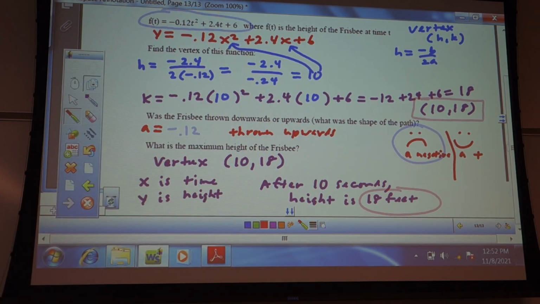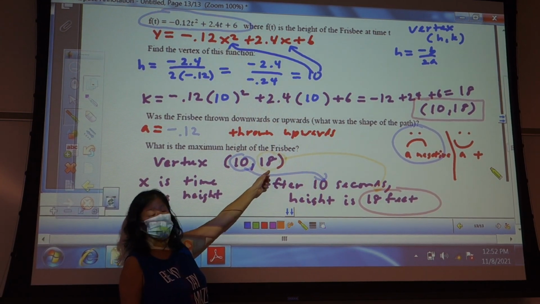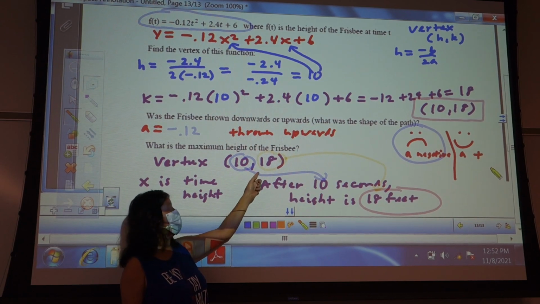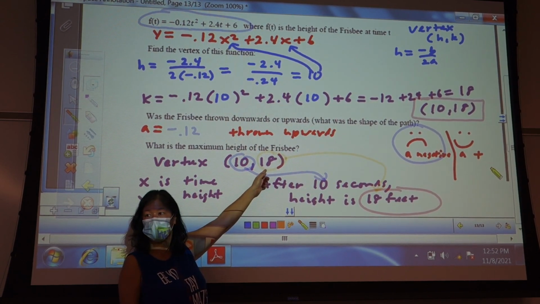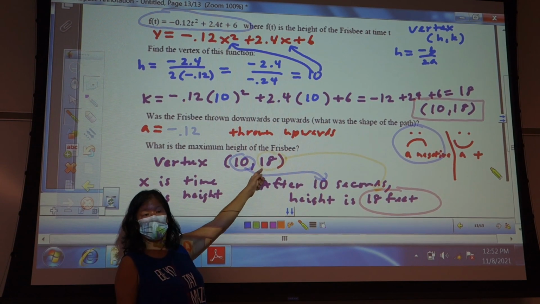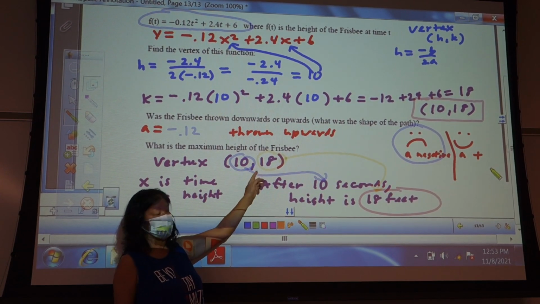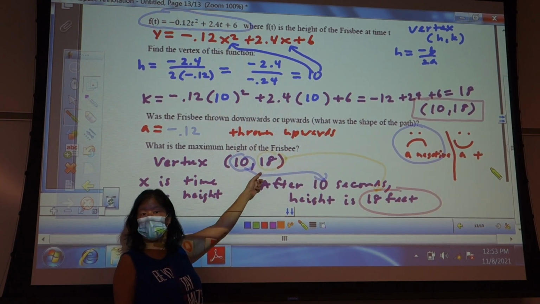So this is my seconds. Everyone look up for a second. This is my seconds. This other part here, 18, that's this part there. Does everyone understand that's what the vertex means? At 10 seconds, the height, the output, when the input is 10 seconds, the output, in feet, is 18. This is the critical part about the word problems for this. This is the only real word problem we have in this section. So it's important you understand this idea.